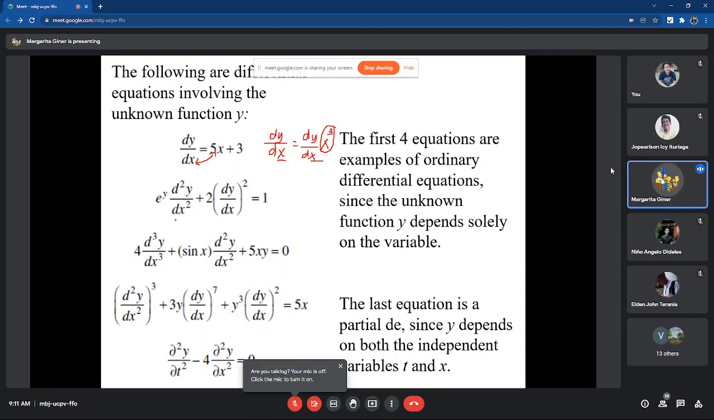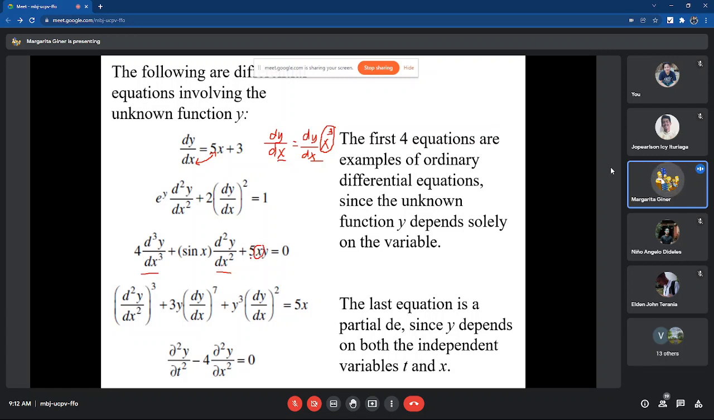Okay, the same with this one. Here you have dx again. Since you do not see anything else, it is only with respect to x. So, meaning to say that is an ODE. The same with this one. Wait, this one has sin x. Okay, right, you have sin x here. So you only see one, with respect to x.